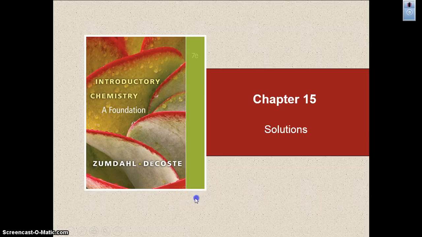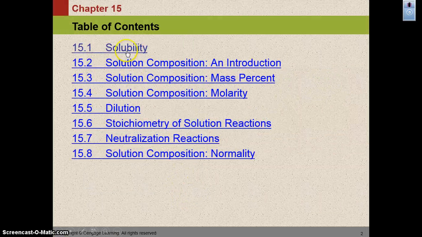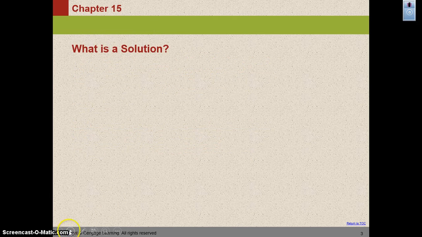First lecture of Chapter 15 is going to include solubility, solution composition and introduction, and solution composition and mass percent. We'll start with solubility. So what is a solution?